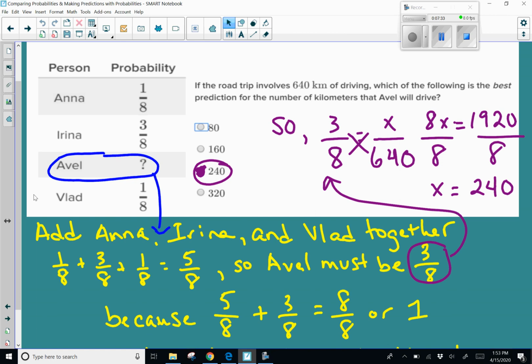So now that we know the missing probability for Avel, we can go ahead and use the proportion method to solve this problem. So if Avel's probability is 3 out of 8, which is my first ratio, that's going to equal x out of 640 total kilometers. And then we're just solving it using our cross products. 8 times x equals 8x. 3 times 640 equals 1,920. And then we're dividing both sides by 8, leaving us with x equals 240 kilometers.